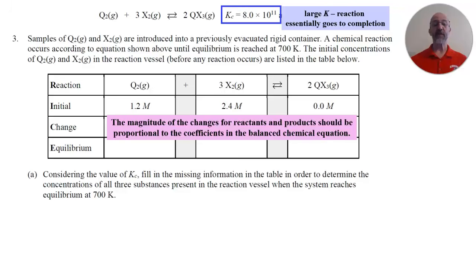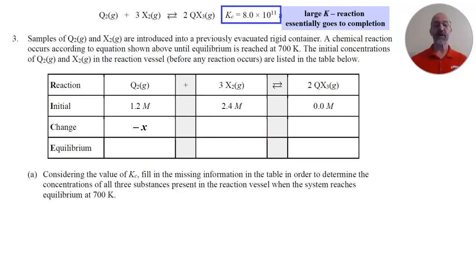So again, remember that the magnitude of the changes for reactants and products should be proportional to the coefficients in the balanced chemical equation. And with coefficients of 1, 3, and 2, then the magnitude of changes in terms of X will be X, 3X, and 2X.